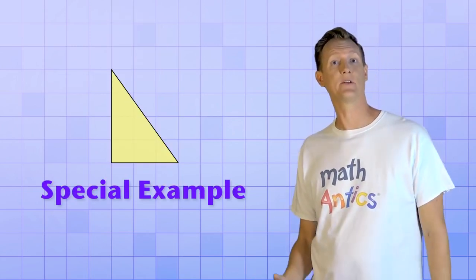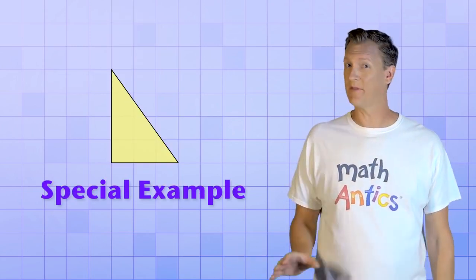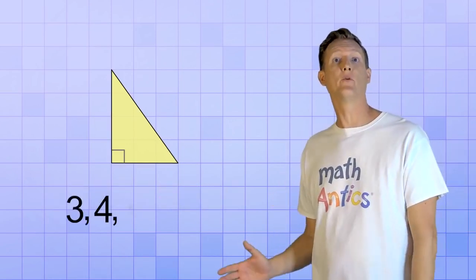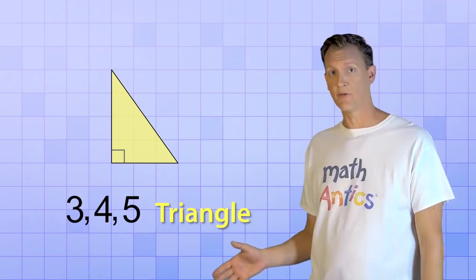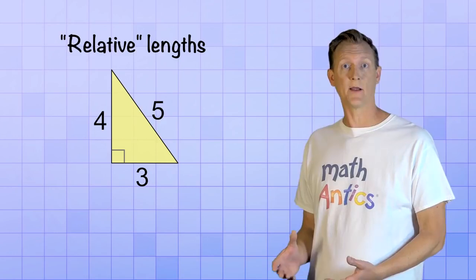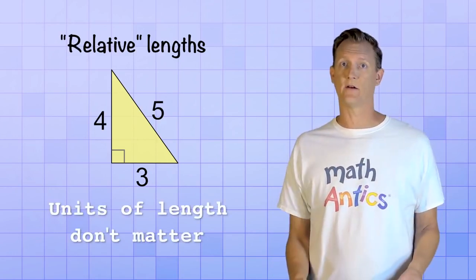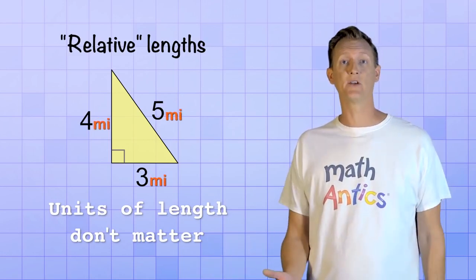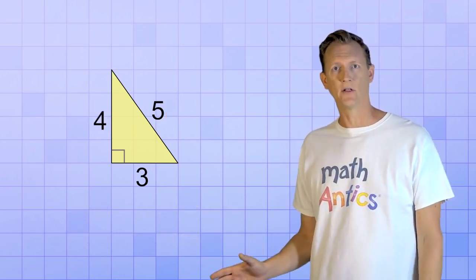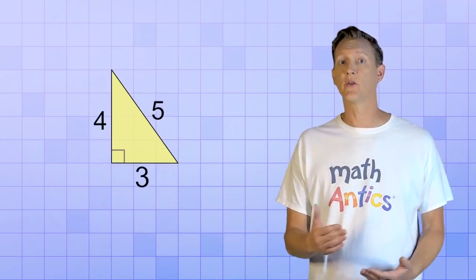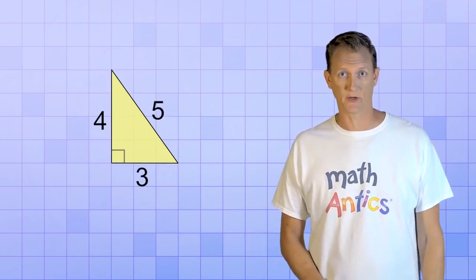That may sound a little confusing at first, so let's take a look at a special example of a right triangle that will help the Pythagorean theorem make a little more sense. This right triangle is called a 3, 4, 5 triangle because its sides have the relative lengths of 3, 4, and 5. And by relative lengths, I mean that the units of length don't really matter. The sides could be expressed in any units, inches, meters, miles, whatever. So the triangle could be of any size as long as its lengths would have the proportions 3, 4, and 5 relative to each other.